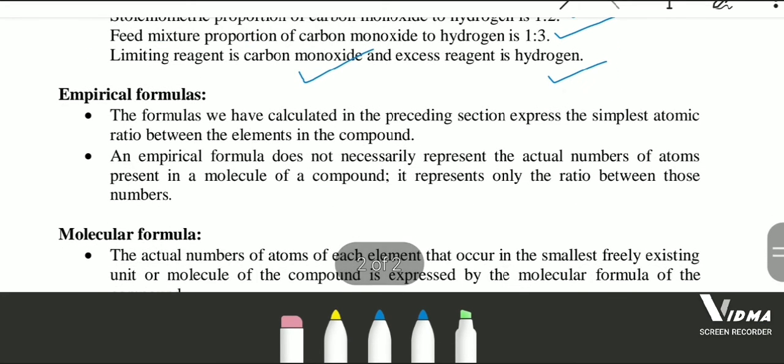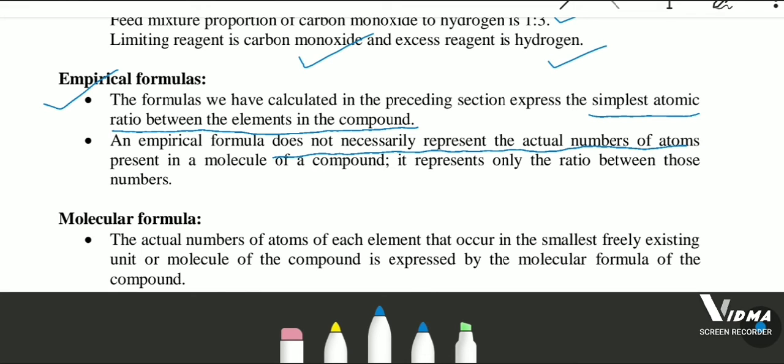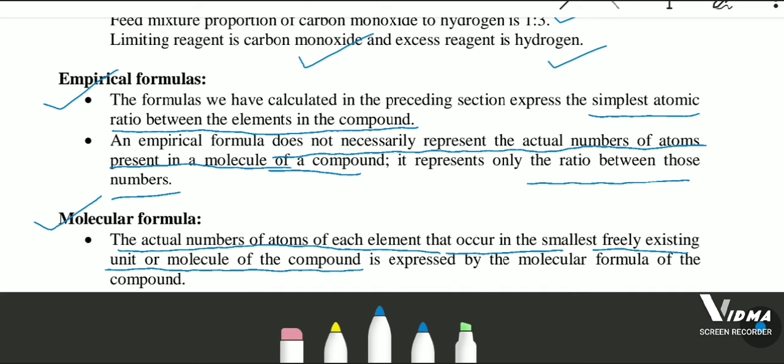Now, let's come to the empirical formula. The empirical formula is the simplest atomic ratio between the elements of a compound. It doesn't necessarily represent the actual number of atoms present in the molecule of a compound. It is just the ratio between the numbers. Whereas the molecular formula represents the actual number of atoms of each element that occurs in the smallest freely existing unit or molecule of the compound.